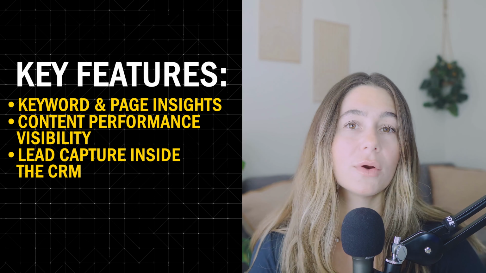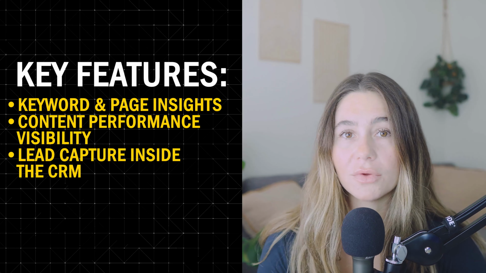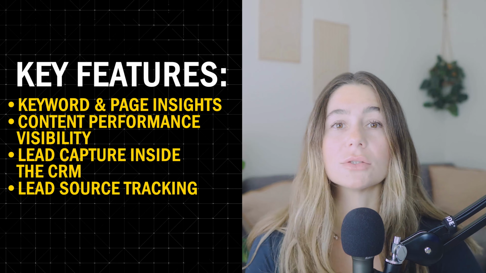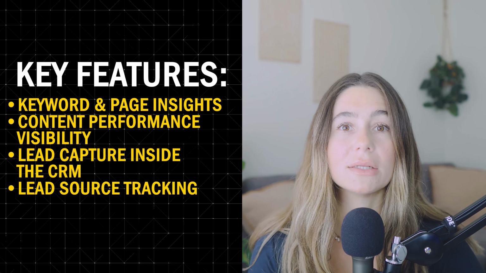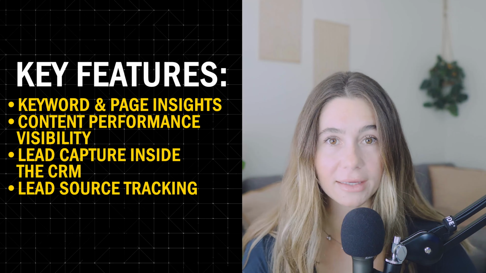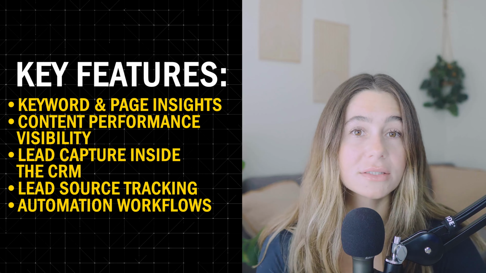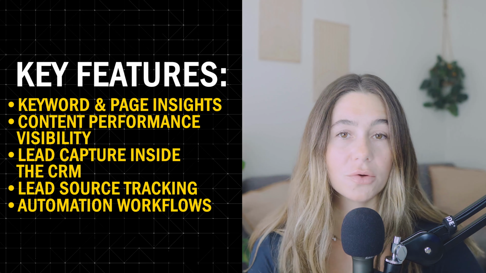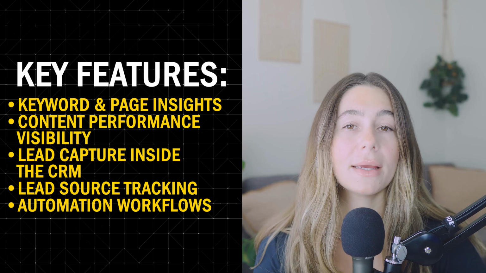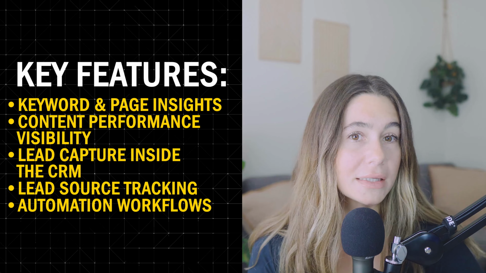On the GoHighLevel side, one of the biggest features is lead capture. Forms, surveys, and landing pages all feed directly into the CRM, so you know exactly when a lead comes in. GoHighLevel also tracks lead source data, which means you can see whether a lead came from organic search instead of guessing or manually tagging everything. Automation is another core feature. Once a lead enters the system, you can trigger emails, texts, internal notifications, and task creation automation. The real power comes from combining insight with action. Semrush tells you what's working. GoHighLevel makes sure every lead gets handled.